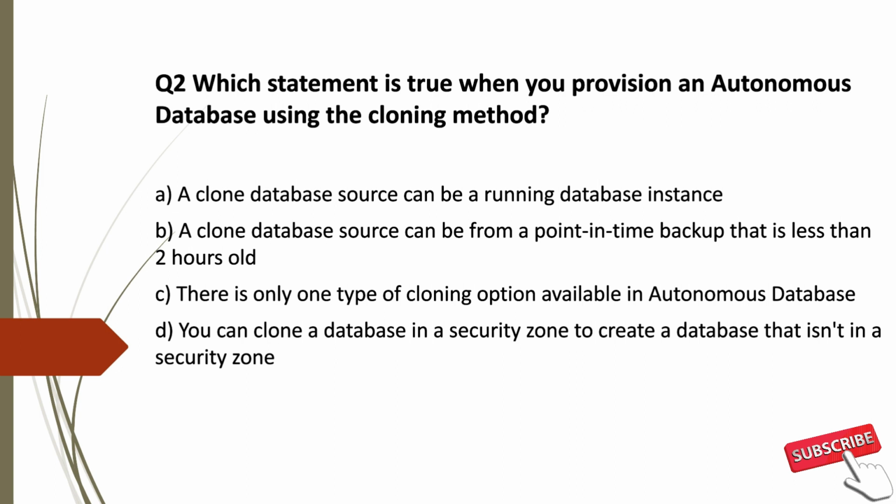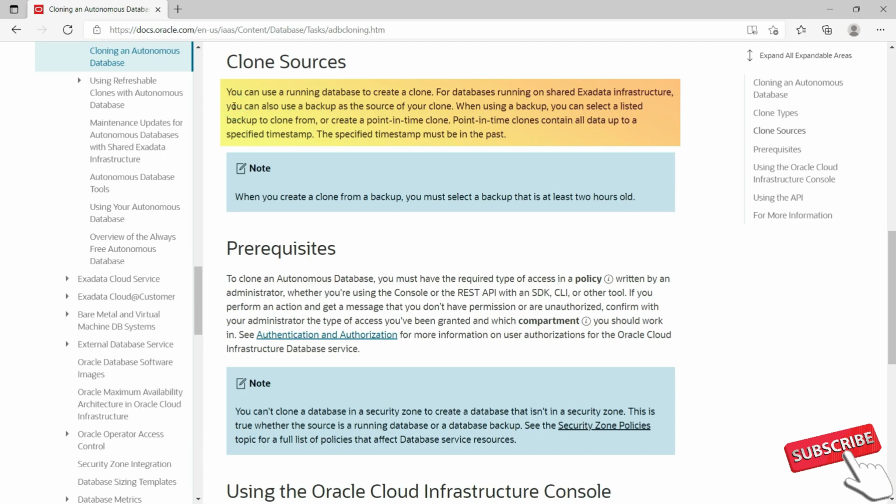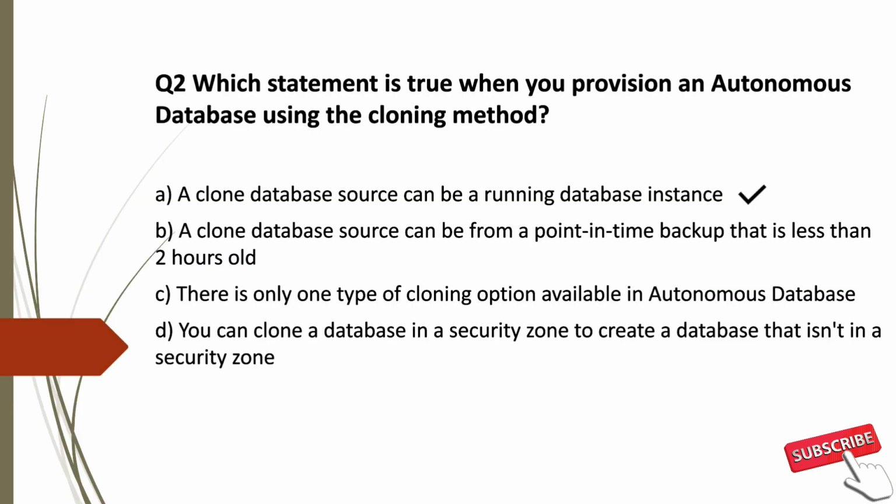Option A. A cloning database source can be a running database instance. You can use a running database to create a clone. For databases running on shared Exadata infrastructure, you can also use a backup as the source of your clone. So option A is correct.